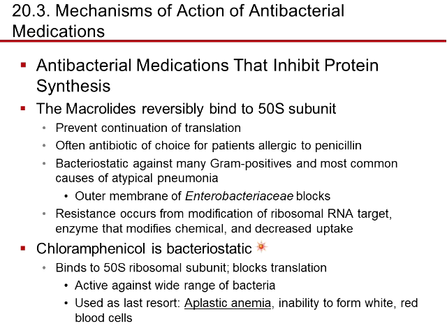And chloramphenicol is bacteriostatic, it's another antibiotic. It binds to the 50S ribosome subunit and blocks translation. Now, it's active against a wide range of bacteria, but it's the use of last resort because it causes aplastic anemia, which is an irreversible destruction of blood cells. It's an inability to form white and red blood cells in the marrow.